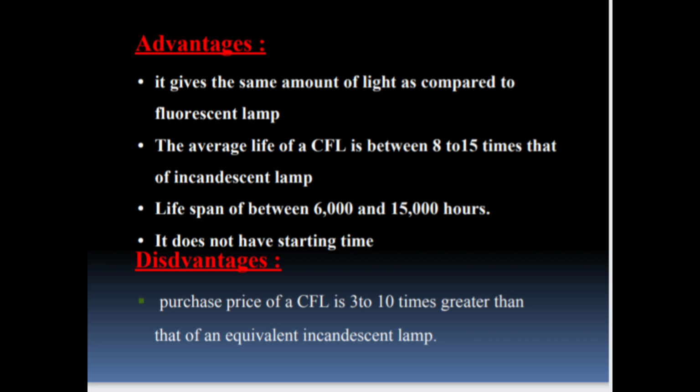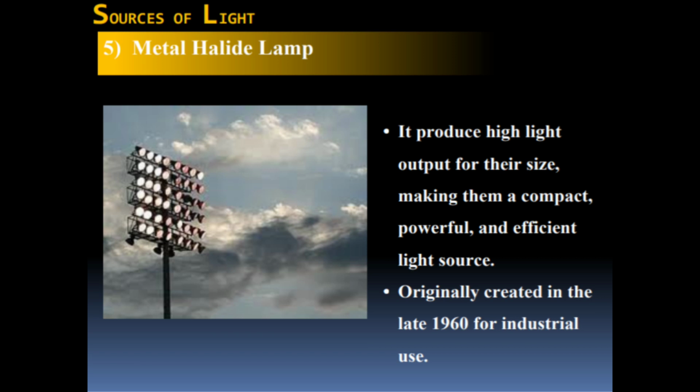Now we see the fifth source of light, that is the metal halide lamp. This is a very important topic, and most of the questions are asked on this topic. So note this point. It produces high light output for its size, making it a compact, powerful, and efficient light source. Originally created in the late 1960s for industrial use. Where is this light used? This question is asked in MCQ type exams.